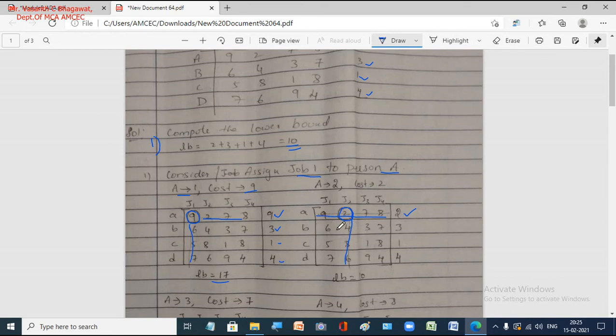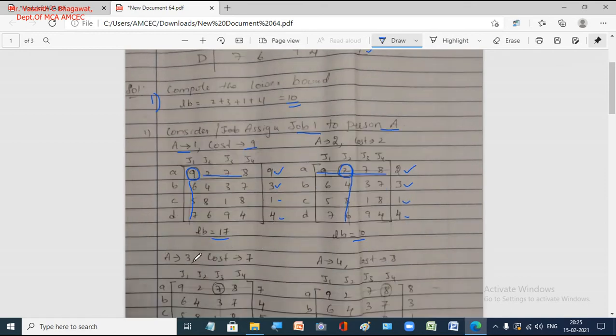So now you come to the second row. Which is the minimum value? You have 6, you have 3 and you have 7. Which is the minimum? 3. So you write down 3 here. Now in this next third row, the minimum value is 1. In the fourth row, the minimum value is 4. Now you add all these: 3 plus 2, 5 plus 1, 6 plus 4, 10. So now the lower bound value is how much? 10. Clear?